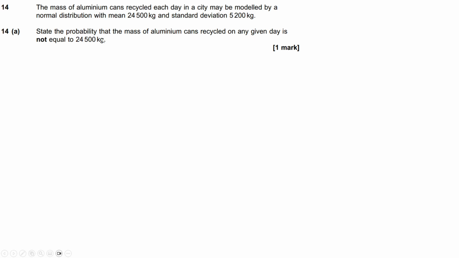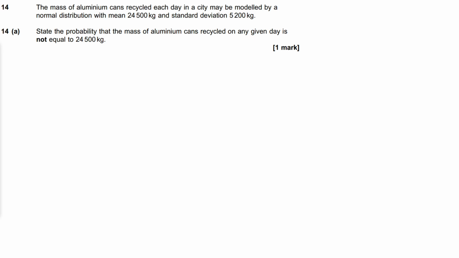Here we've got the normal distribution question. So say the probability of the mass of the aluminium cans recycled on any given day is not equal to 24,500. Because the normal distribution is a continuous distribution, the probability of equaling an exact number is infinitesimally small, and so you would just call it 0%.